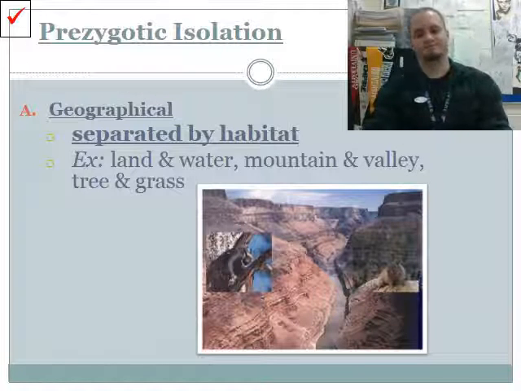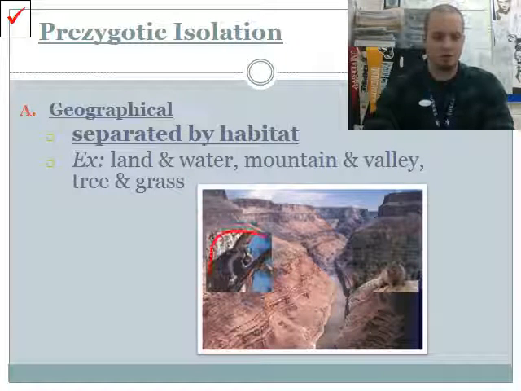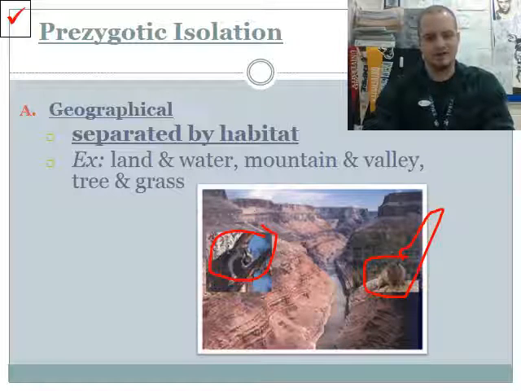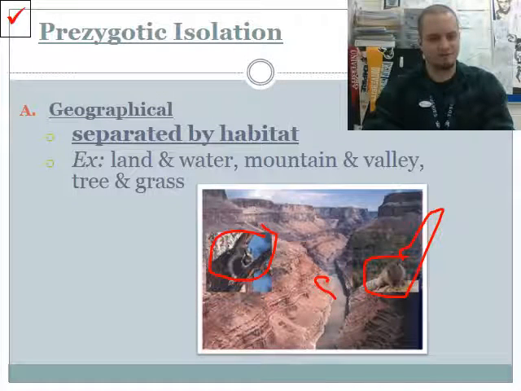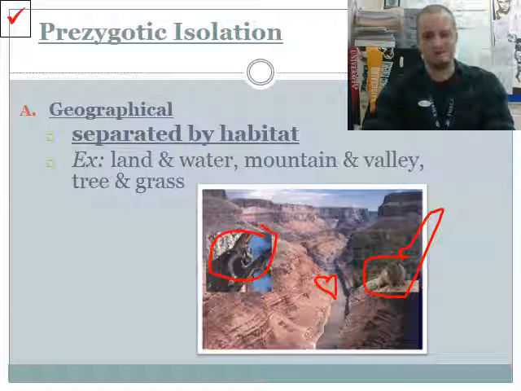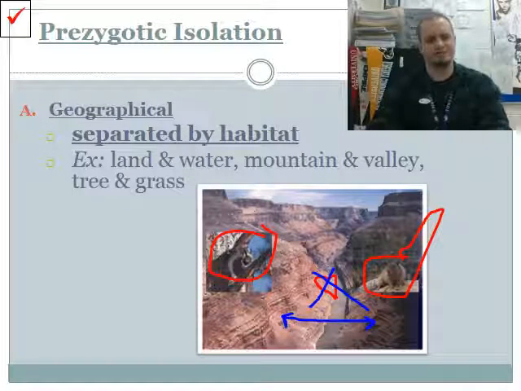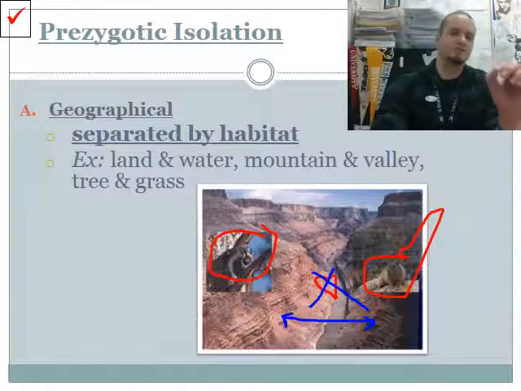So, for example, we have one squirrel over here, one squirrel over here. Unfortunately, no matter how much these two may fall for each other, may feel the love tonight, there's kind of a gap, and it's a pretty big one. So, no matter what, these two aren't going to be able to get to each other. Sorry, once again, this is science, not a Disney movie. So geographical, separated by habitat.